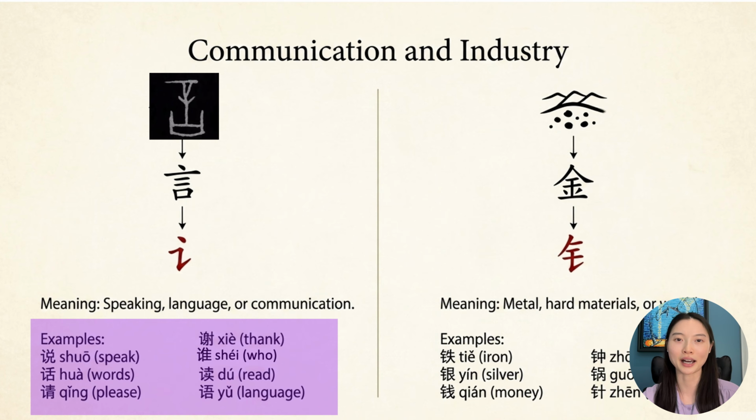Next, 言字旁, the speech radical. 言, word. The Asian form shows a mouth with sound coming out. In simplified characters, it becomes 2 quick strokes.